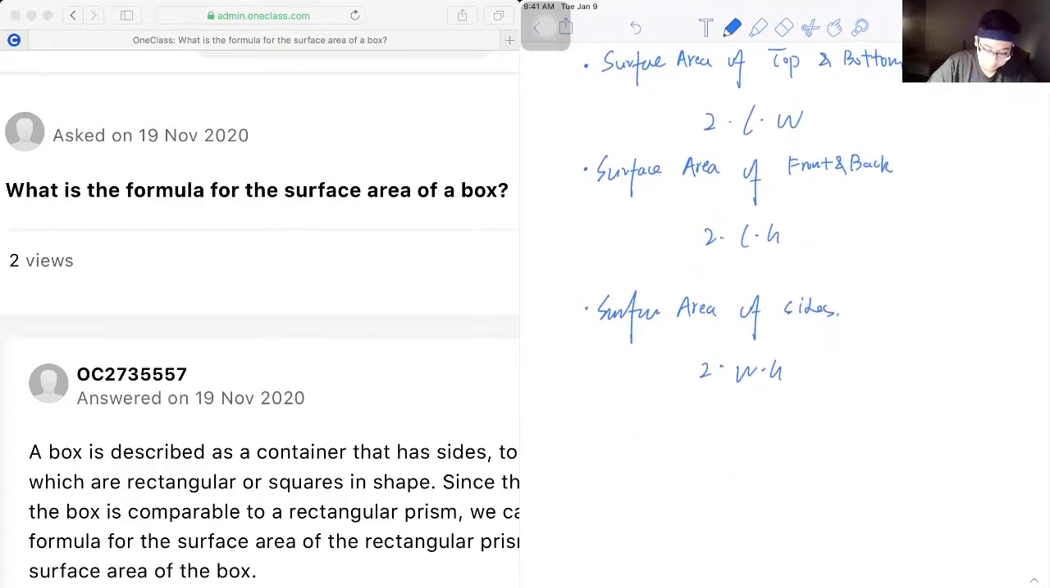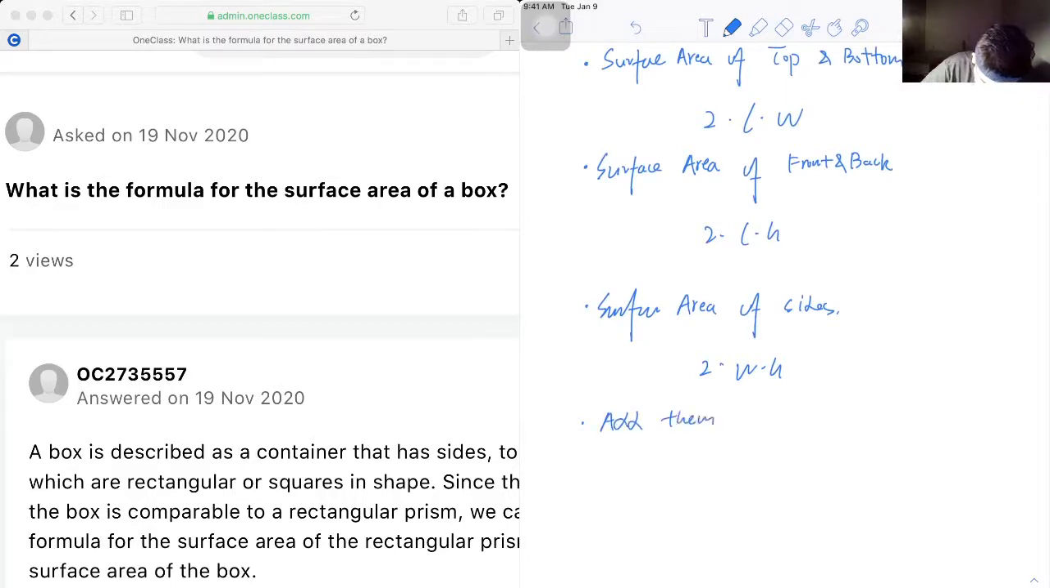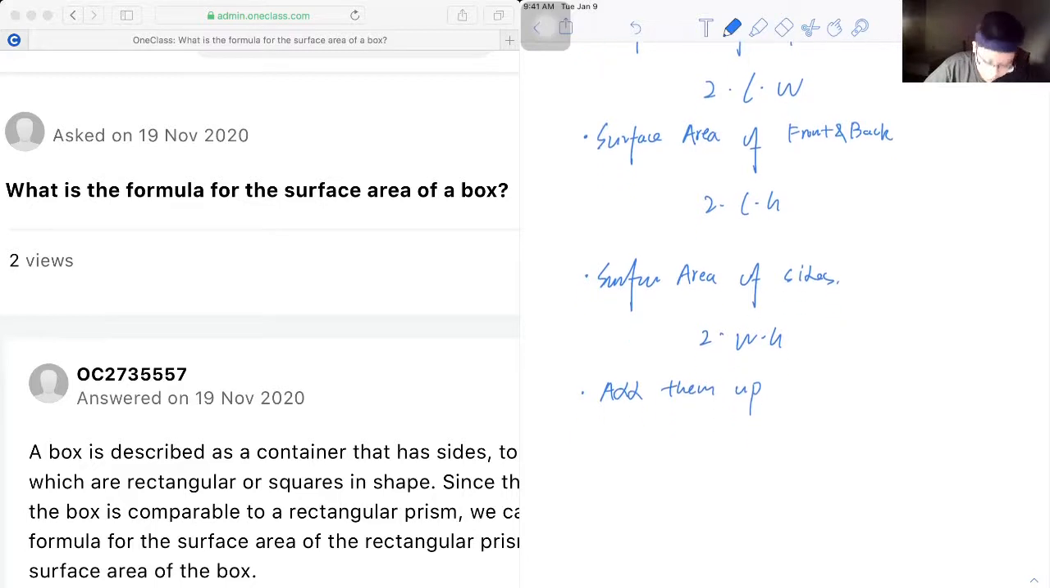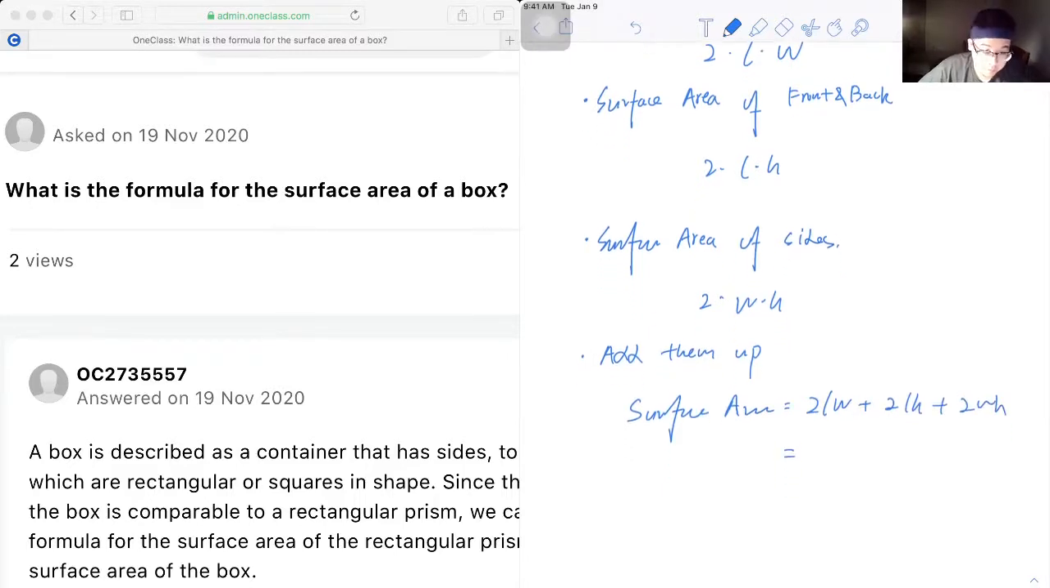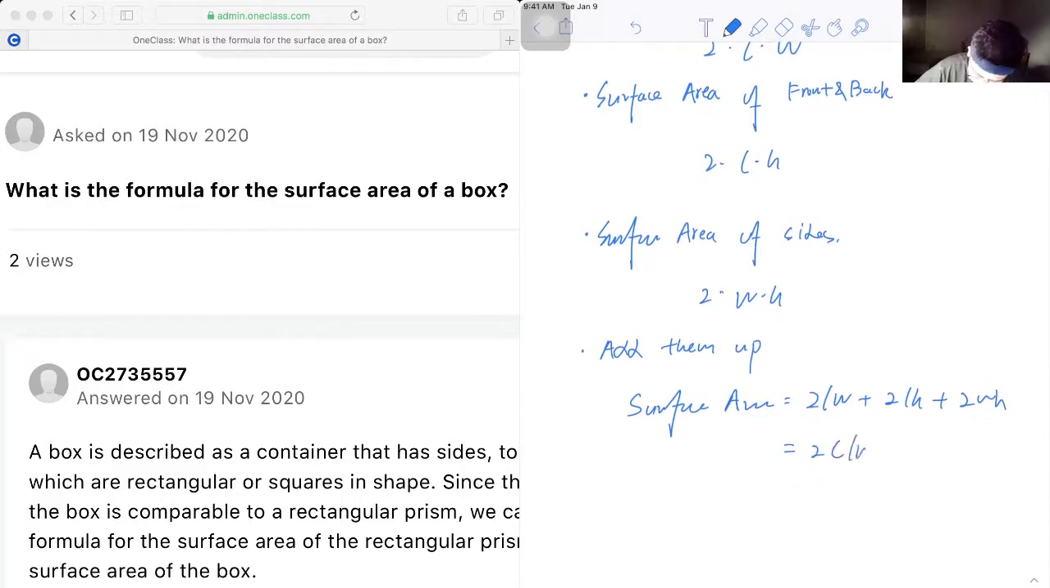So our last step would be we just need to add them up. So the surface area will be equal to 2LW plus 2LH plus 2WH, which can also be written as 2 times LW plus LH plus WH. You can write them either way.